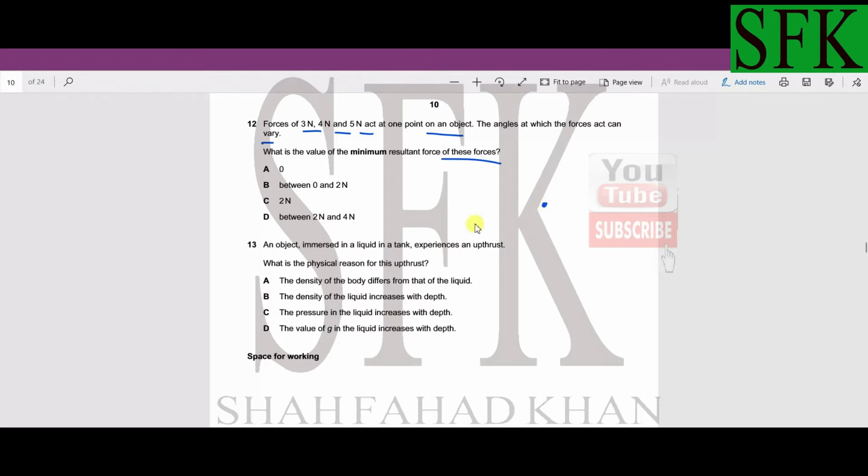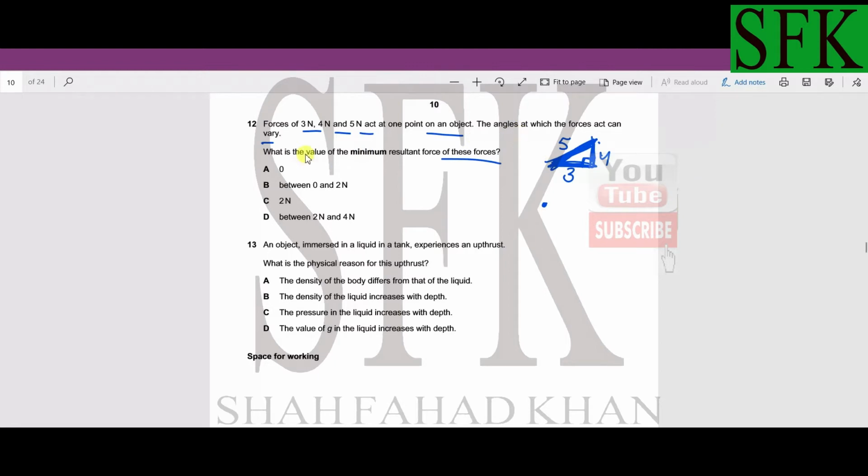I assume this point to be the point from where all these forces are being applied. Guys, if you notice one thing, these are 3, 4 and 5 Newton forces. There is a special triangle in math, the 3, 4, 5 triangle. It is a right angle triangle. Through Pythagoras theorem, this triangle has a hypotenuse of 5, a base of 3 and a height of 4 units. This is a special triangle in math.